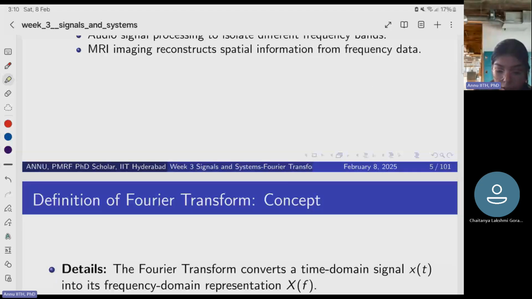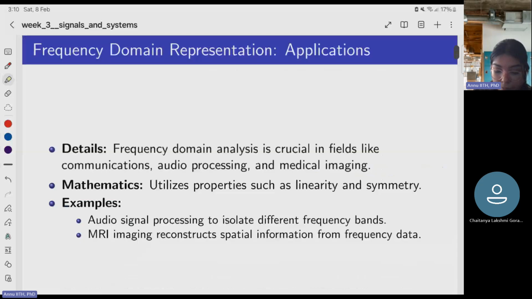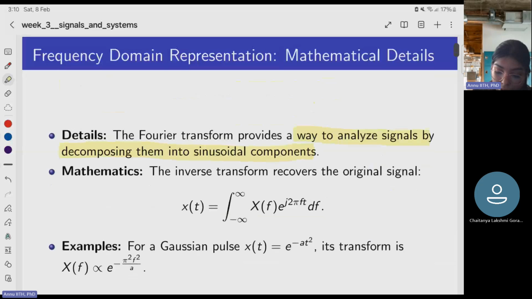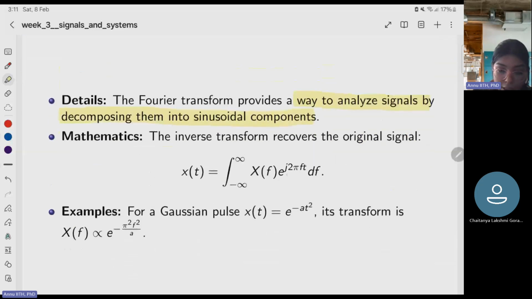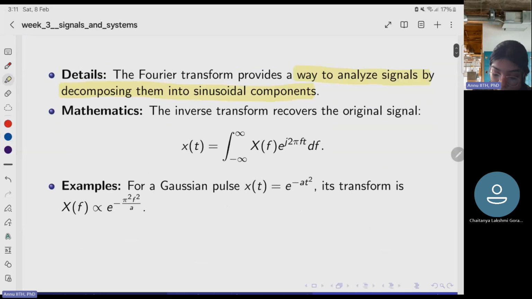So yes, I was talking about how the Fourier transform provides a way to analyze signals by decomposing them into sinusoidal components. Now, the inverse Fourier transform recovers the original signal. So in the inverse Fourier transform, you have X(f) e^(j2πft) df. For example, the transform of a Gaussian pulse is also a Gaussian. A very interesting thing to notice.